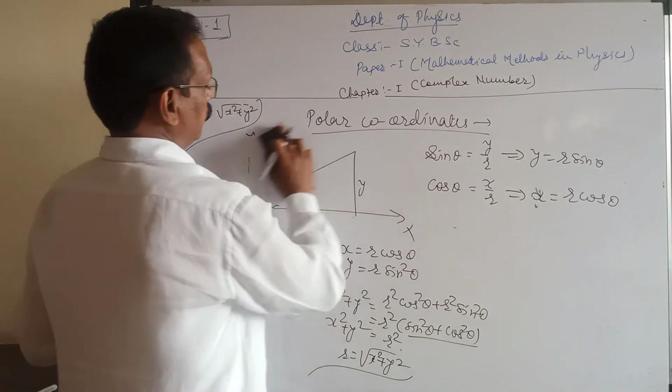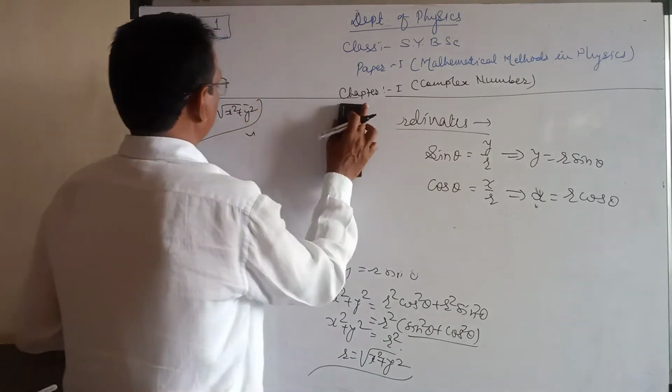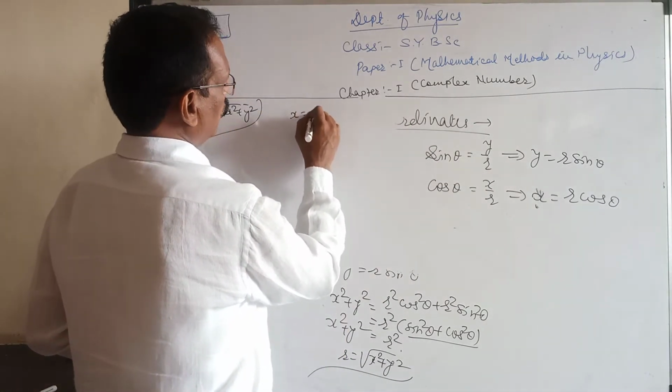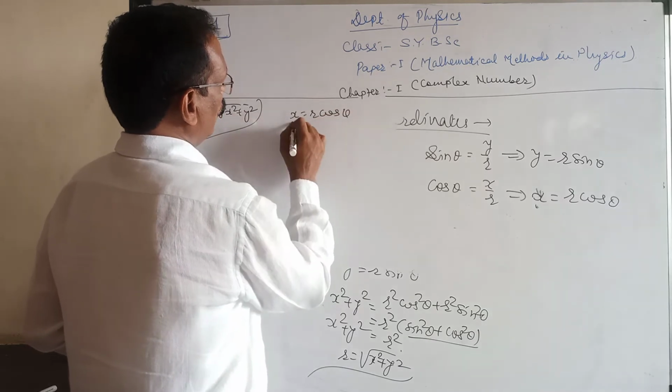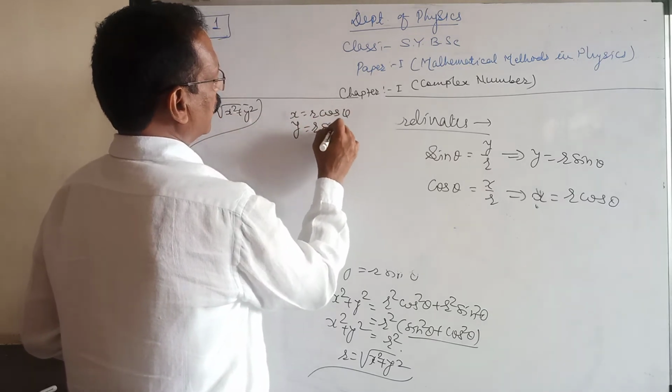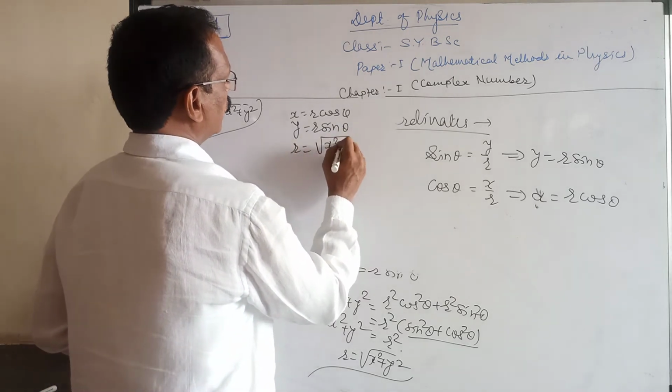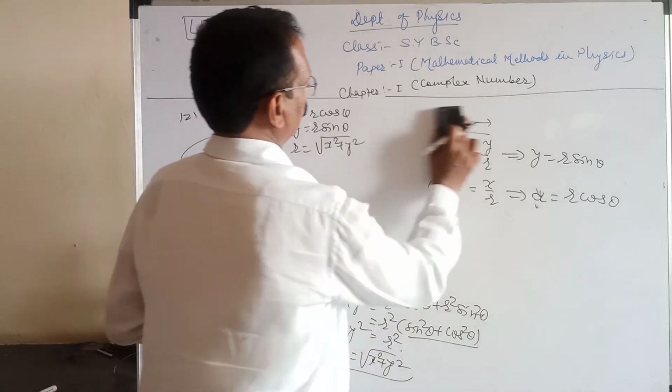So in the polar coordinates, we have all the things here. What is r, what is x? x is equal to r cos theta, y is equal to r sin theta, and what is r? r is equal to under root x square plus y square. So we get this value here.